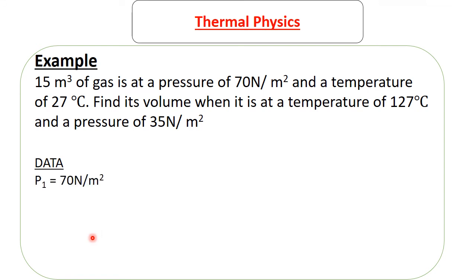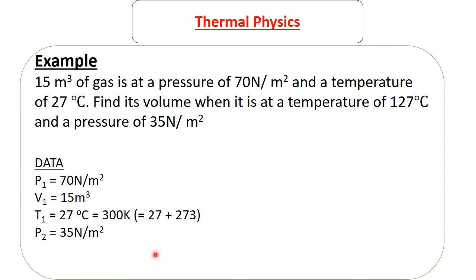So here's the data. Pressure 1 is 70 Newton per meter squared. Volume 1 is 15 meter cubed. Temperature 1 is 27 degrees Celsius, which if we convert is going to be 300 kelvins. Pressure 2 is 35 Newton per meter squared. Volume 2 we don't know. Temperature 2 is 127 degrees Celsius. If we add 273, it's going to give us 400 kelvins. So 127 plus 273 is 400 kelvins. So we have our data.